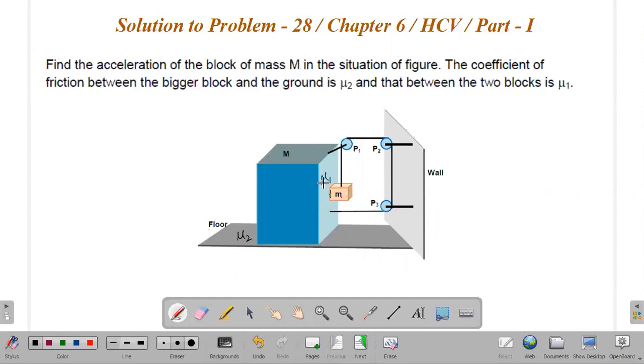Notice small m is in contact with the capital M mass and the entire system is released at rest, and then we have to find the acceleration of the block of mass capital M in this situation of the figure. That is the question from the book H.C. Verma part 1, 28, chapter number 6. Okay, right.